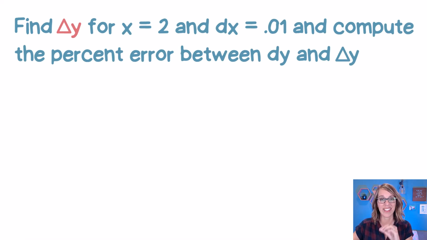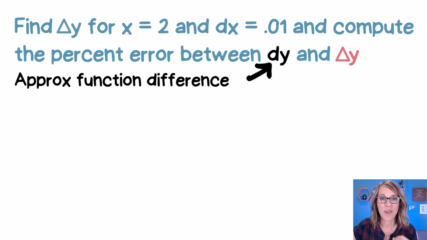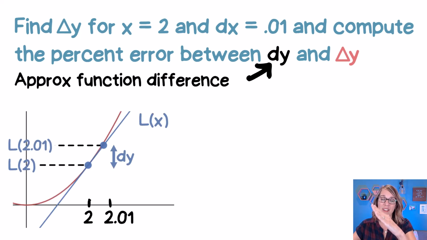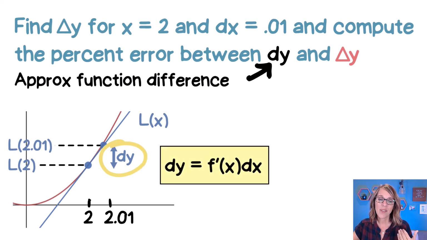So most likely you're going to also be asked to find delta y and then the percent error between dy and delta y. So what's the difference? dy is our approximate function difference. It's what we get off of the tangent line. So that dy is equal to the difference in the y direction off of the tangent line, call it the linearization, but that dy, we are going to be using the derivative times dx.